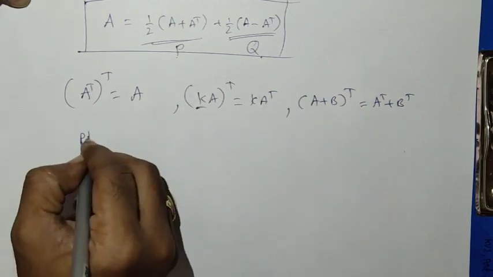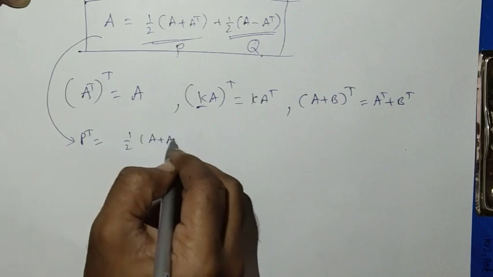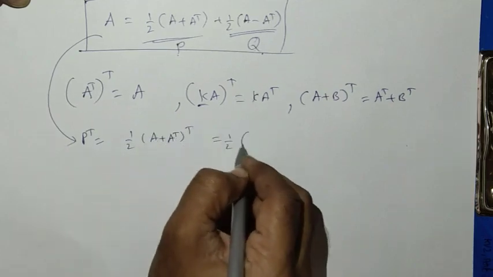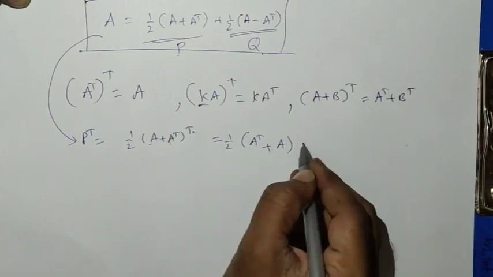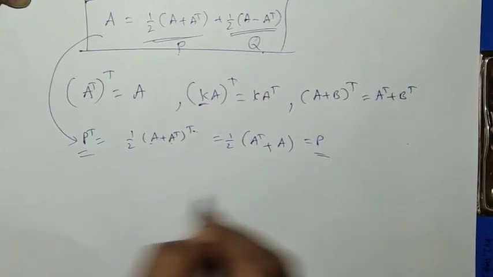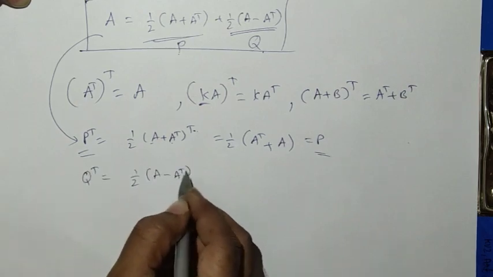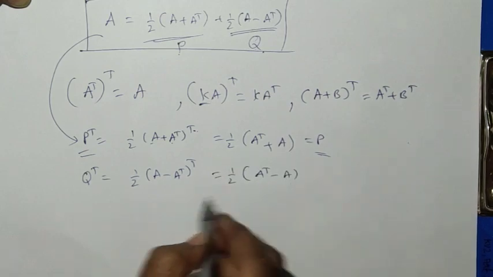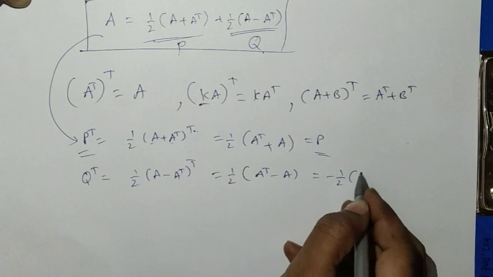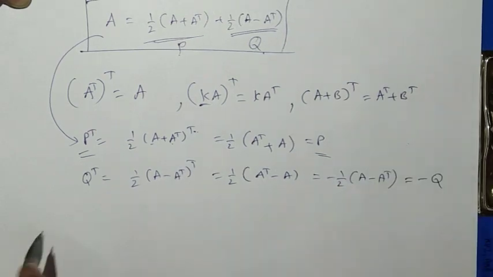Let me find P transpose. It is half into A plus A transpose, whole transpose. It can be written as half into A transpose plus A transpose whole transpose, which is A. So this is nothing but P. So it is a symmetric matrix. Similarly, Q transpose is half into A minus A transpose, whole transpose, which is equal to half into A transpose minus A. See, if I take minus common, I will get A minus A transpose. So this is equal to minus Q. So you can say that Q is a skew symmetric matrix.